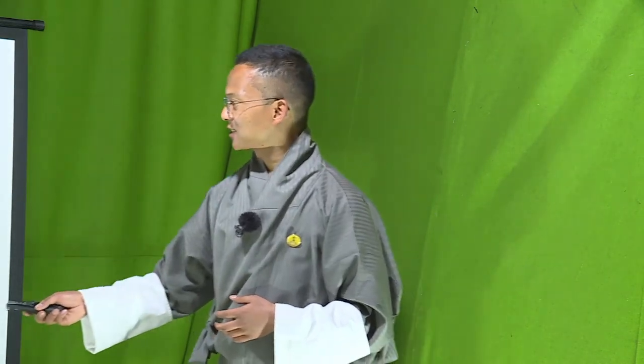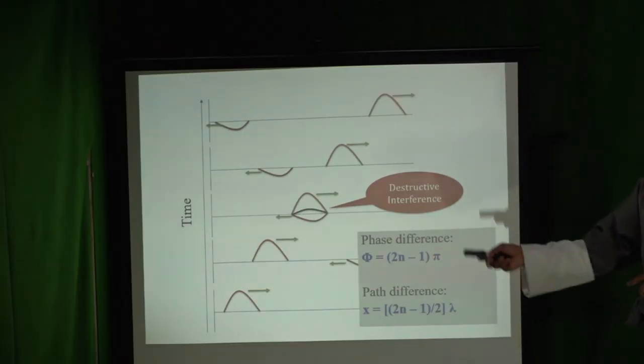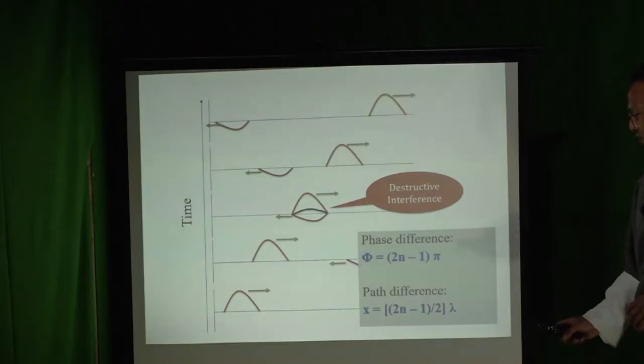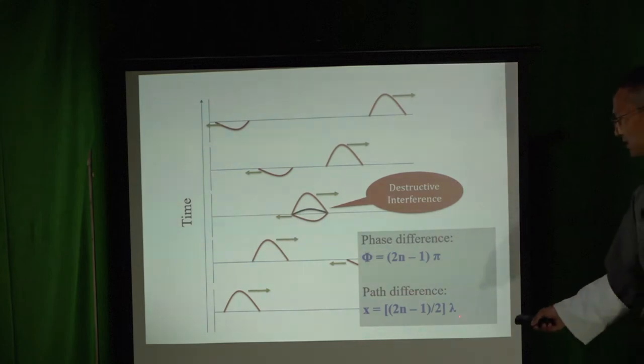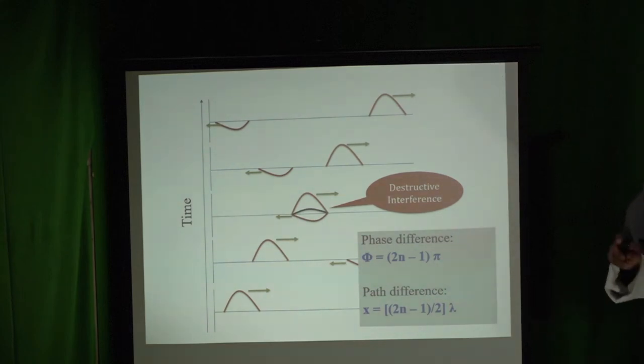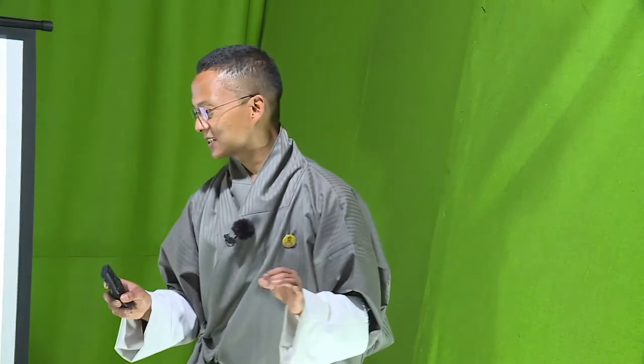So for destructive interference to take place, the phase difference between two waves should be (2n−1) times π. Again, this pi indicates the difference in angle between two waves. And the path difference should be (2n−1)/2 times λ. So lambda here indicates the wavelength. And the path difference, as I said, is the difference in the position of the wavelength of a wave.